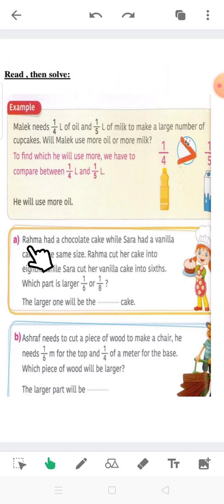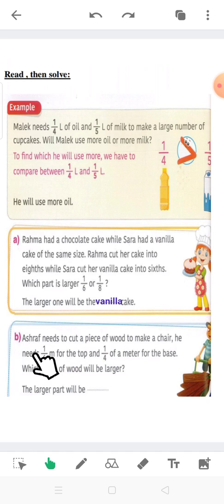Again, here we have Rahma had a chocolate cake while Sarah had a vanilla cake of the same size. Rahma cut her cake into eighths, while Sarah cut her vanilla cake into sixths. Which part is larger? Sixth or eighth? It will be the opposite. We have got the crazy fraction. So 6 is the bigger one. So the vanilla cake is the larger one.